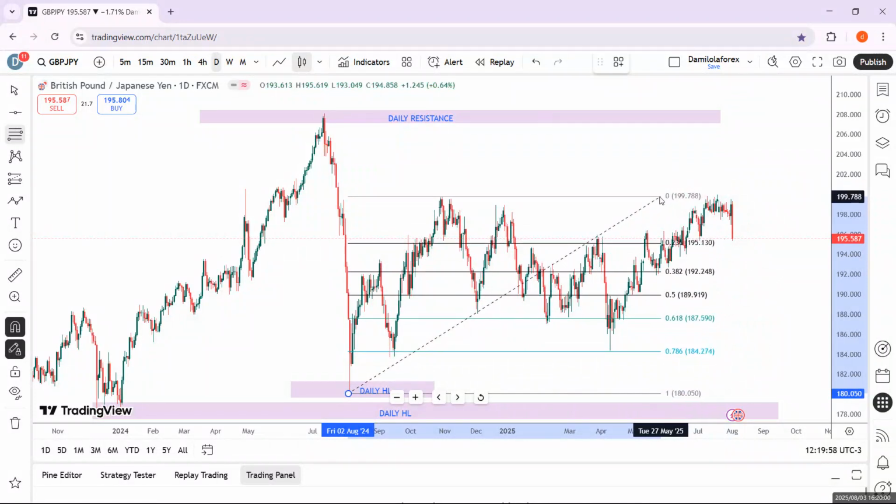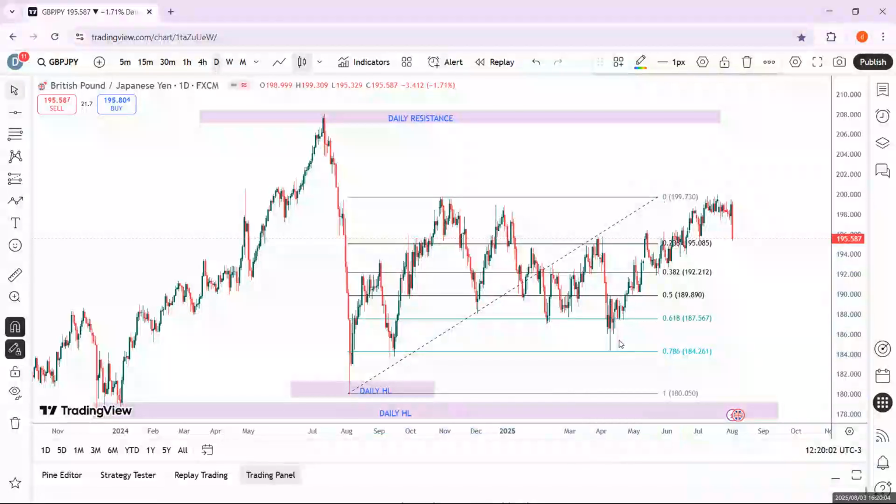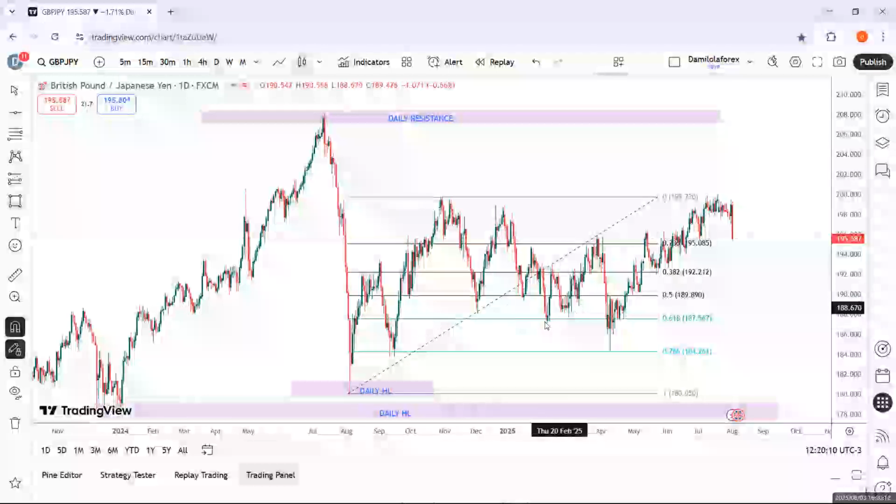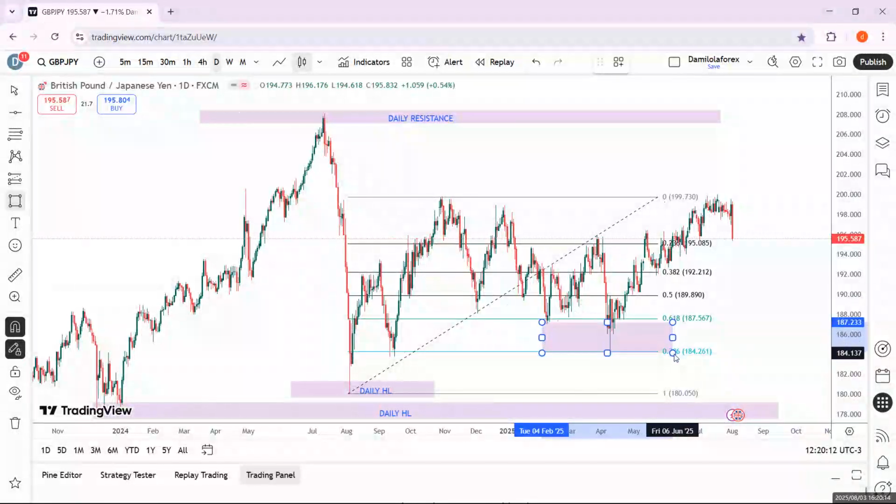Okay, so now what did we see? We saw that price came to the 61.8 movement and even went a bit lower to the 78.6, which I call the killer zone. So let's tag all of those levels that price rejected as killer zone levels. That is the levels between 61.8 and 78.6.